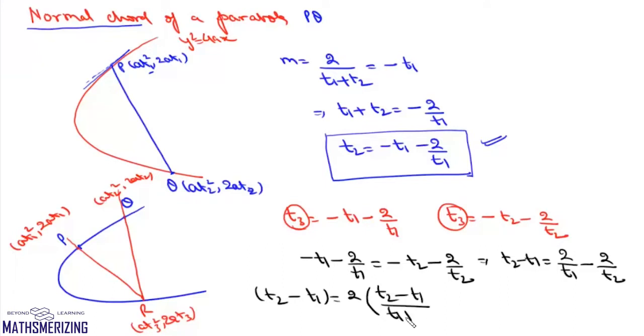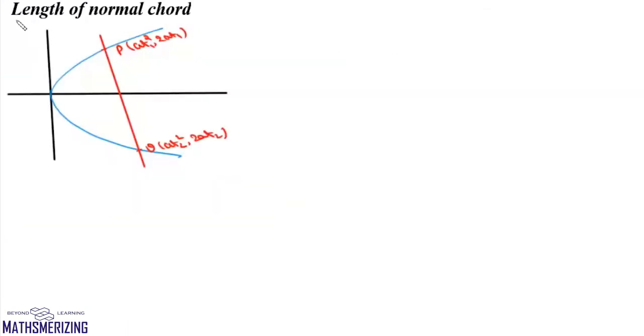So one result that we'll get from here is t2 = t1, but it is not possible because in that case these 2 points P and Q would be the same point, they won't be distinct points. So we'll discard this condition. The condition that we'll get from here is that t1t2 should be equal to 2.